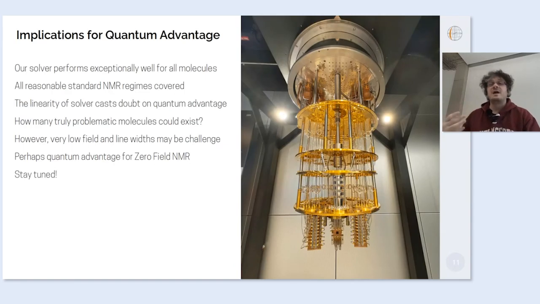However, the fact that our solver struggles a bit more at low fields and lower broadening suggests that maybe you would have a bit more luck looking for quantum advantage in those regimes. And while that's not really applicable for standard NMR experiments, it is for so-called zero field NMR, which is a subject that goes beyond the scope of this talk, but it is a potentially interesting case to consider, and hopefully we will have more to say about that soon.